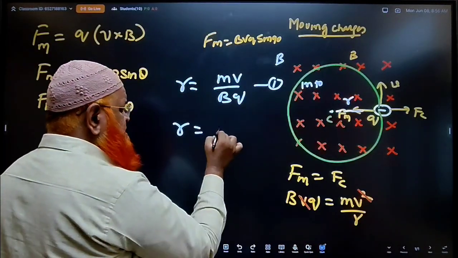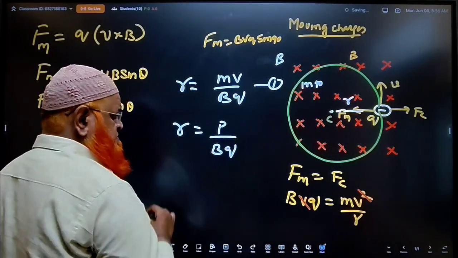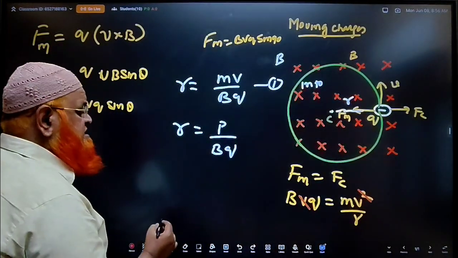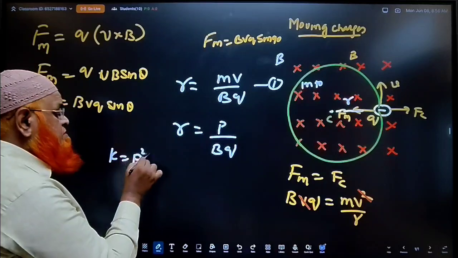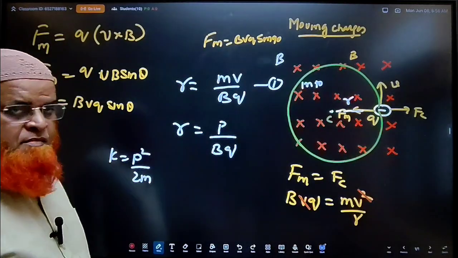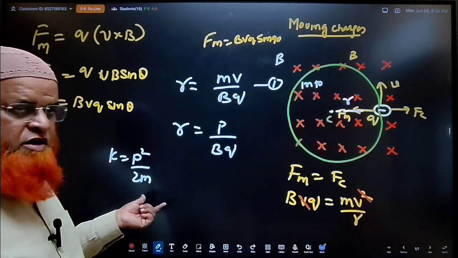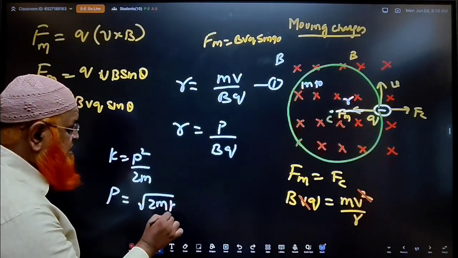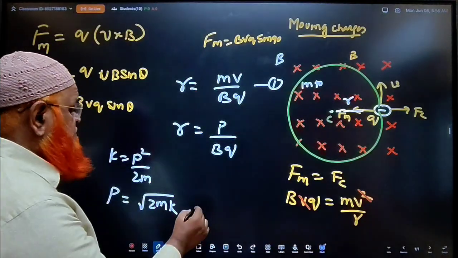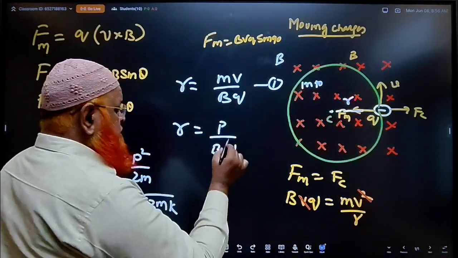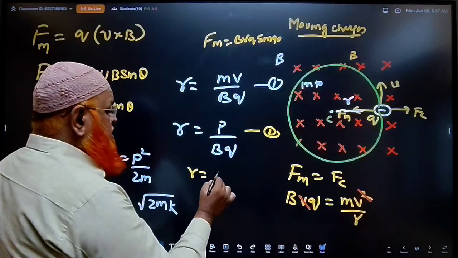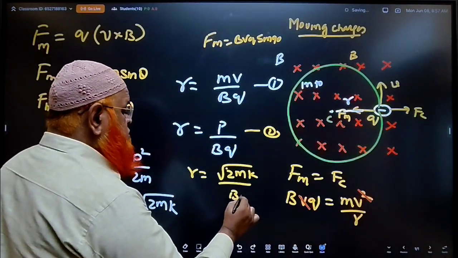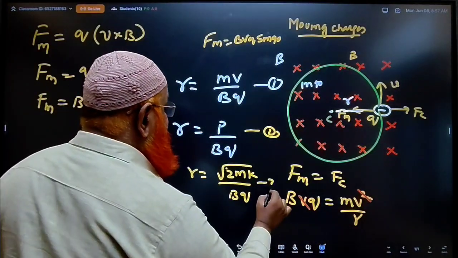The next formula is r is equal to p by bq. P means momentum, mass into velocity. Then the next thing is, you all know kinetic energy is nothing but p square by 2m. So what is P? P can be taken as under root 2mK, cross multiplication. Therefore, you can write this as the second formula. The third formula is r equal to 2mK under root by bq.